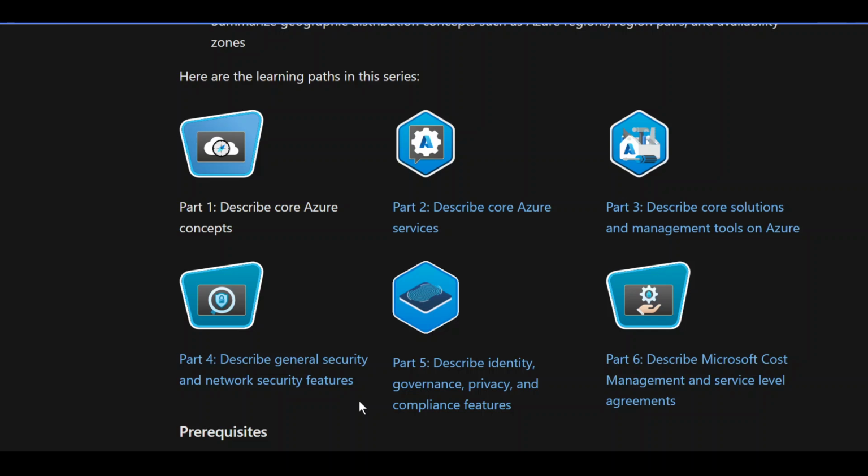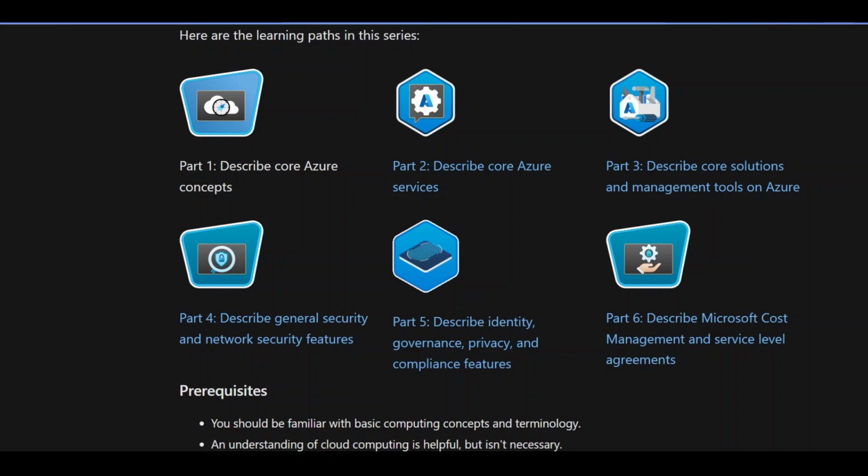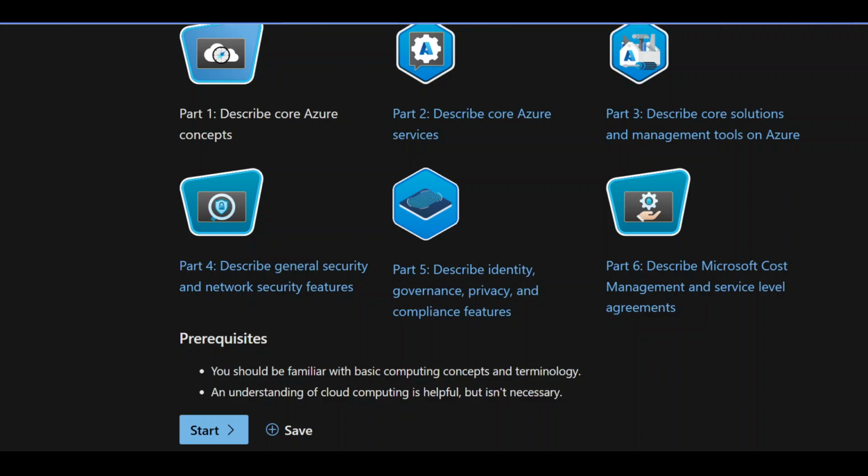Here are the learning paths in this series. Part 1, describe core Azure concepts. Part 2, describe core Azure services. So Azure concepts, Azure services, solutions management tools, general security, network security. Identity governance, privacy and compliance features. And services, service level agreements, SLA, call center.